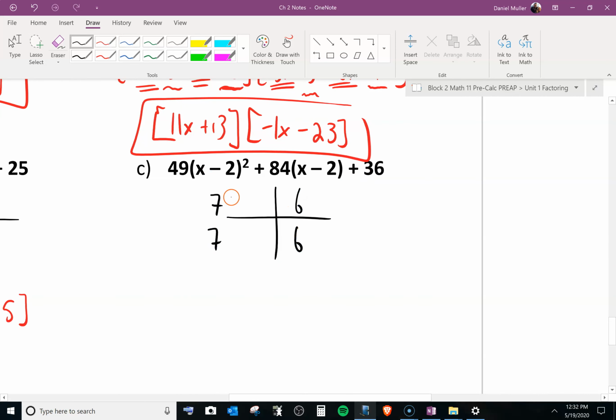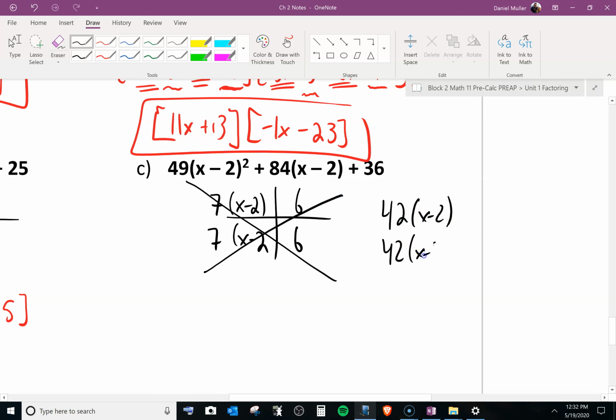And then this left side is x minus 2 squared. So I'll do an x minus 2 times x minus 2. This 36 is just 6 and 6. So my diagonal is 42 times x minus 2 and another 42 times x minus 2, which, if you add them, I have 84 x minus 2s, which is exactly what I have here, 84 x minus 2s. So that checks out.